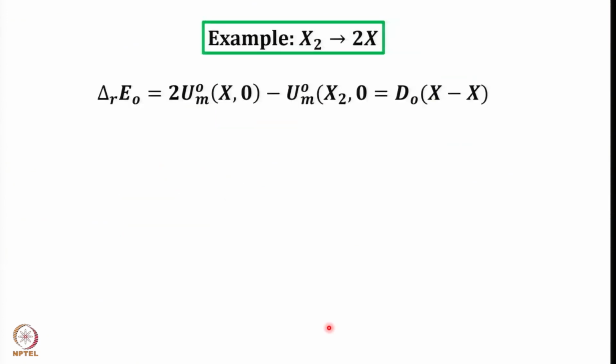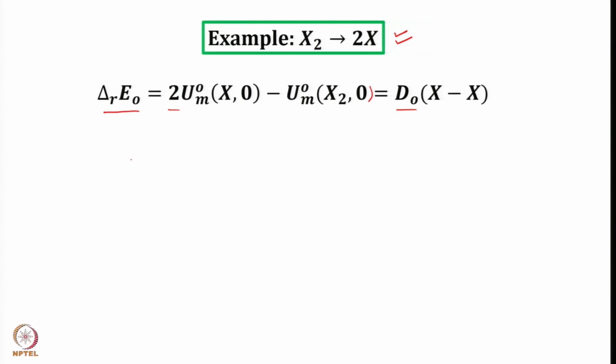Now, when you talk about the dissociation reactions like this, then delta R E naught is twice the internal energy of X at absolute 0 minus internal energy of X2 at absolute 0. And what is actually this? This is X2 going to 2X. This is dissociation. So, instead of writing delta E naught, I can as well write dissociation energy at absolute 0 of XX bond. So, that means I need to have information on dissociation energy of XX bond.